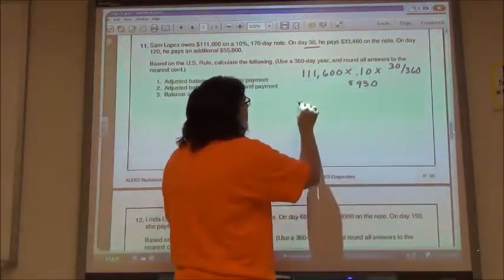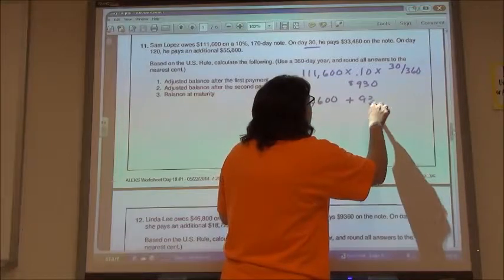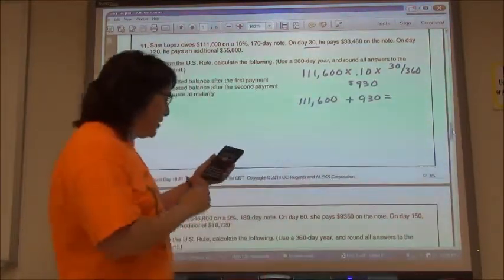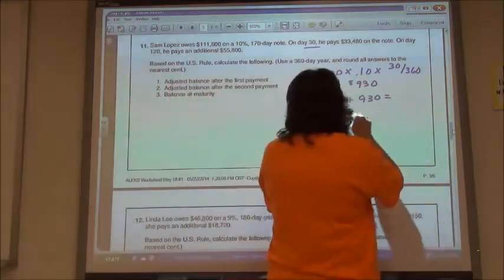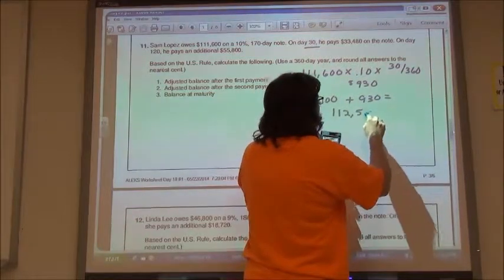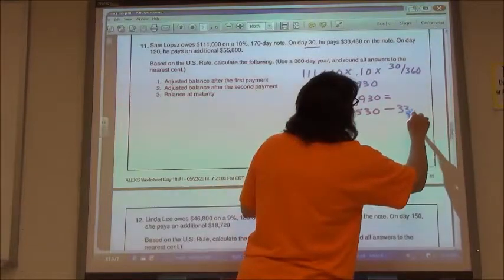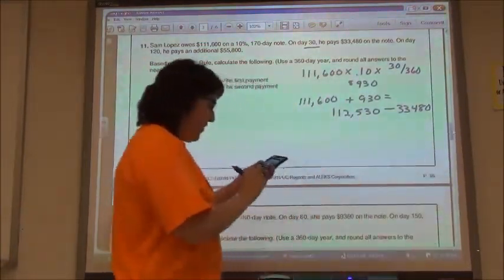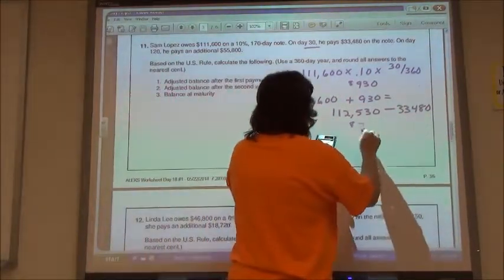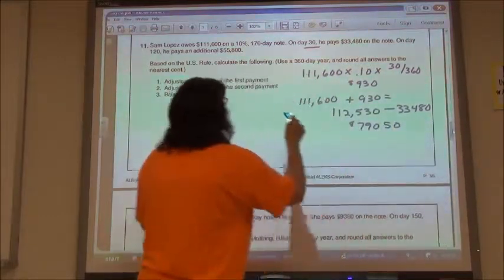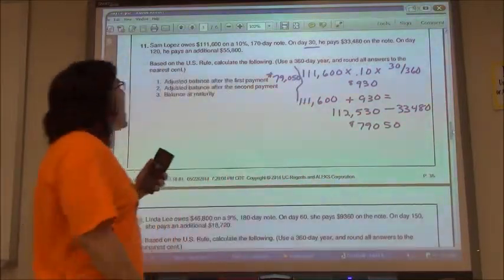That's my interest. So I'm going to take my $111,600. I'm going to add my $930 to find out what my total bill is. So I have $112,530. I then have to subtract the payment, $33,480. So if I subtract my $33,480 in payment, I now owe $79,050. So $79,050 is the amount I owe after my first payment.